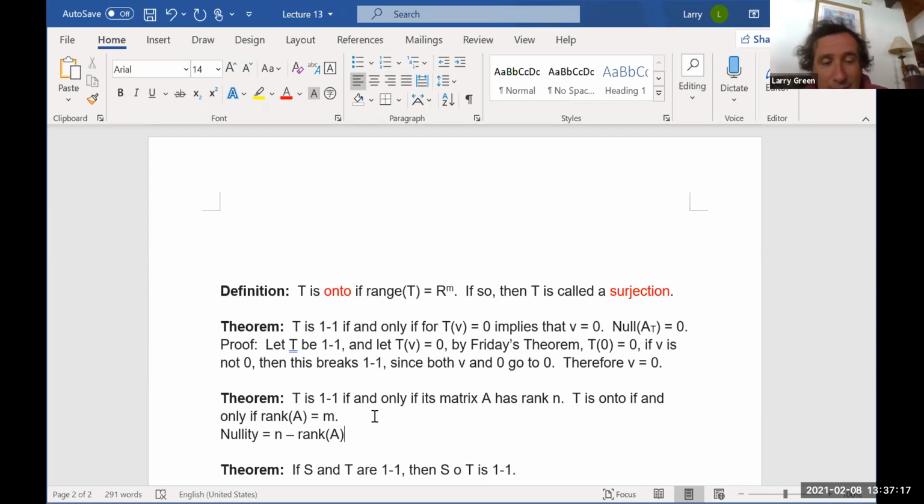So guess what? T is 1 to 1 means the nullity is 0. Is that clear? Because if T is 1 to 1, then 0 is the only value in the null space. So that means the nullity is 0. So that means rank of A is N. That's the proof. That's the whole proof of that one. Any questions on that? Who's lost?